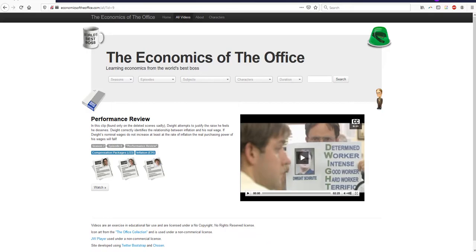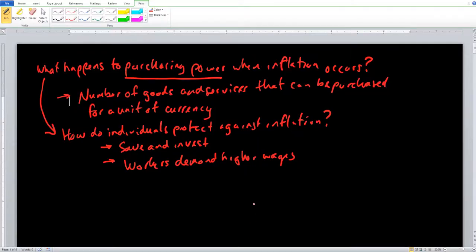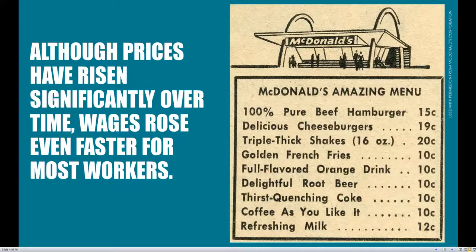He correctly identifies that if his wages don't increase with the rate of inflation, his purchasing power is going to go down, which is exactly why he wants this wage. So here, we do see that this is one way that we can protect against inflation, just by going to our bosses, our employers, and asking for wages that are commensurate with inflation. And we do notice that although prices have risen significantly over time, wages rose even faster for the vast majority of workers. It's only the current time period where we see this sort of wage stagnation, and that's only affecting a small portion of jobs, the minimum wage jobs and the more menial jobs.